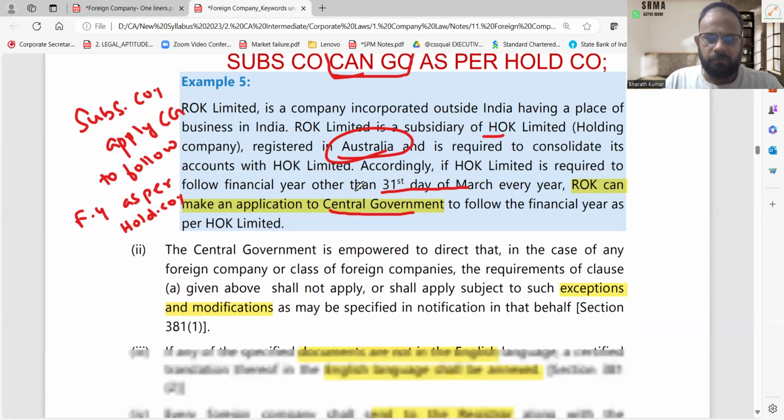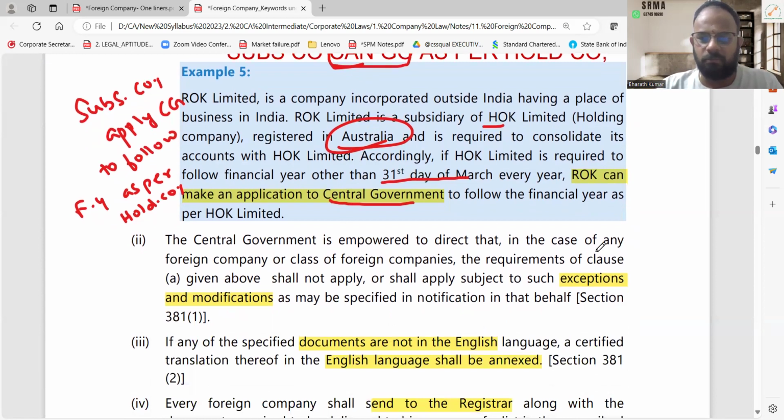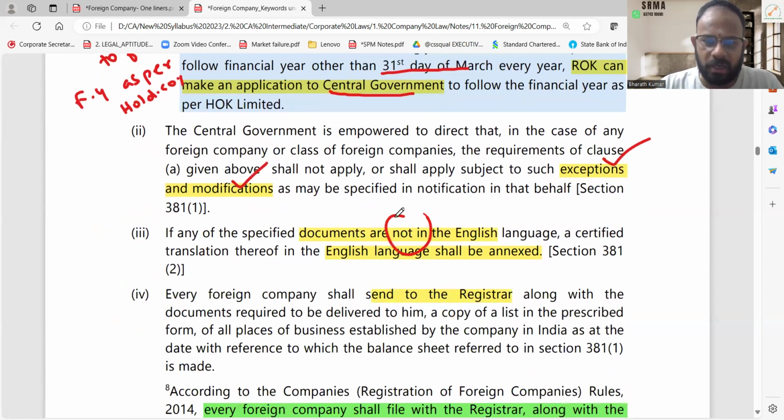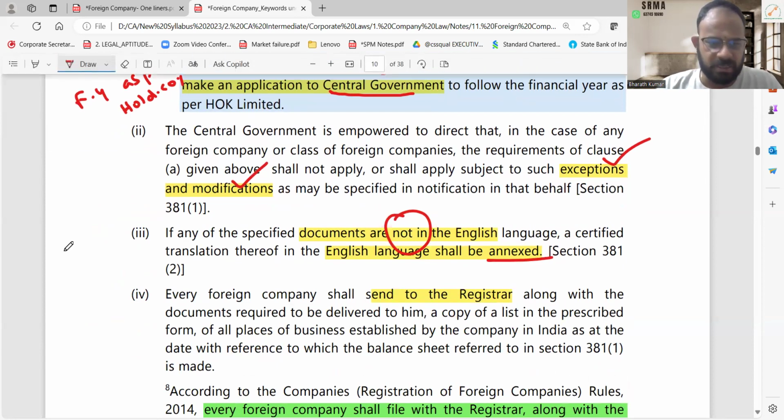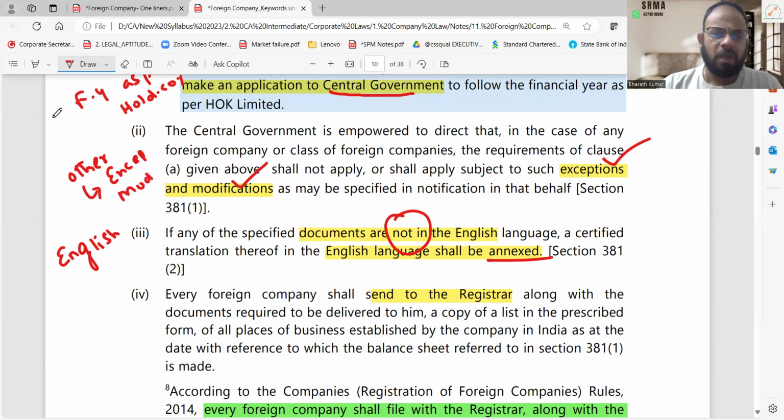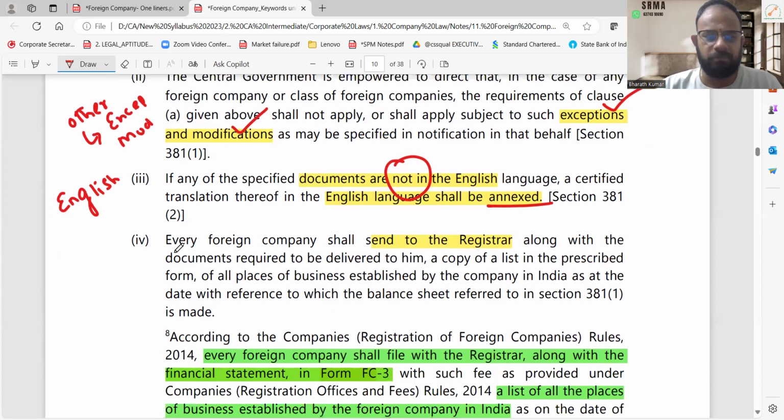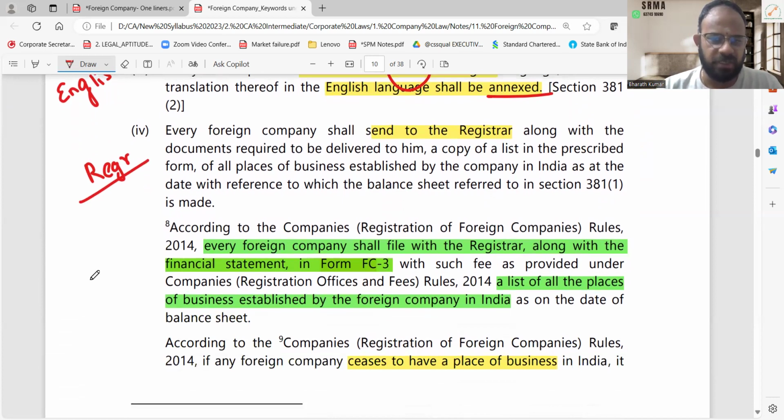Are we clear? Any other exception, any other modification, the central government will allow. If the documents are not in English, then I'll annex it in English as well, because English is primary. These are other conditions, other exceptions or modifications, and all they will do. And for all the foreign companies, you should inform the registrar as well. Financial statements is FC3.